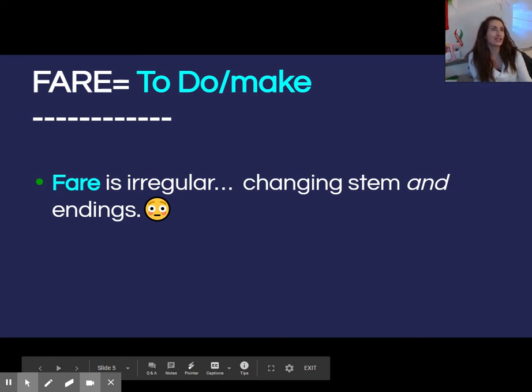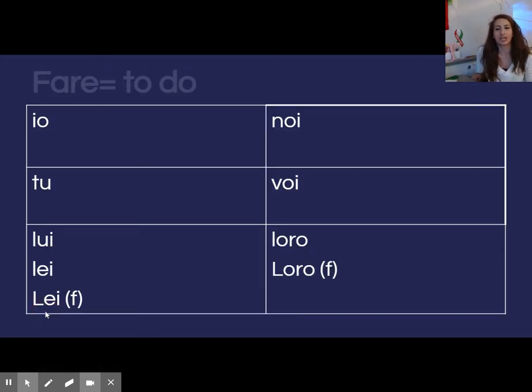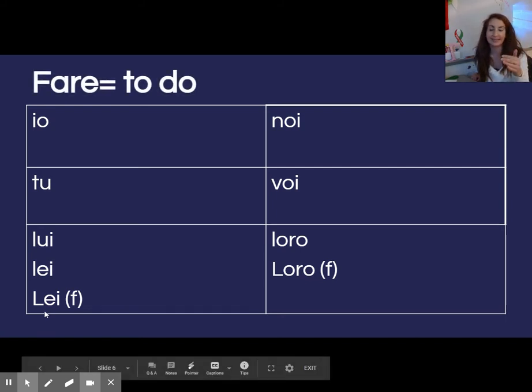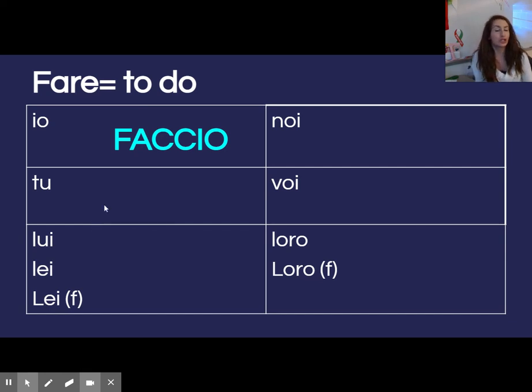Fare is irregular in terms of the fact that it has a changing stem and ending. So hold on to your seat. So we'll start with our verb conjugation box. Of course, there's io, tu, lui, lei formale, noi, voi, and loro. Get ready. Io becomes io faccio. Tu, fai. Che fai? It's what at least my family would say to me often growing up. What are you doing? Lui, lei, fa.